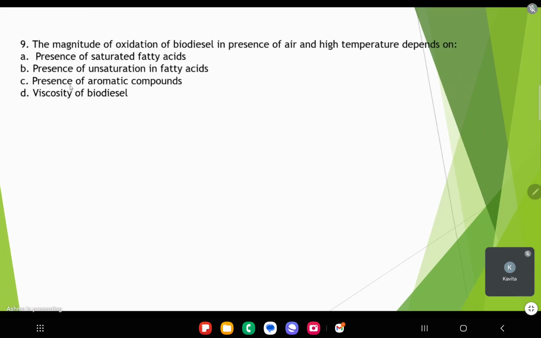So the correct option is B, that is presence of unsaturation in fatty acid. The presence of double bonds leads to the oxidation of biodiesel. So the correct answer is B.